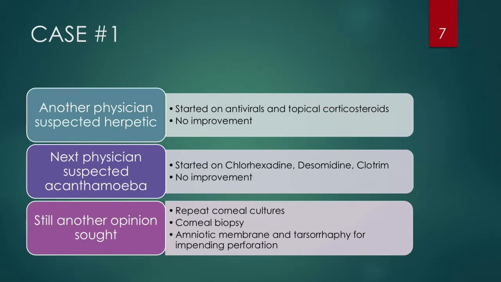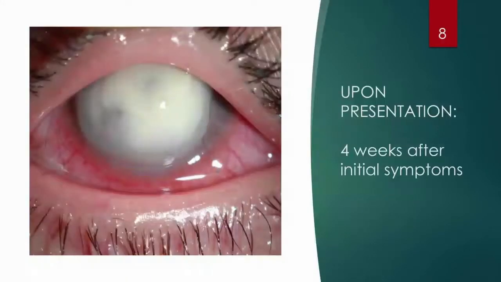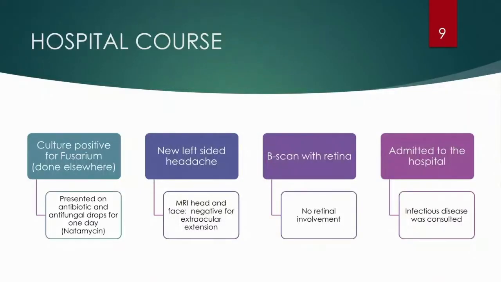This physician repeated the cultures. We didn't get any results for a few days, so they went on to a corneal biopsy, and eventually did an amniotic membrane tarsorrhaphy for impending perforation. This is what she looked like when she came to me for the fifth opinion, 4 weeks after her initial symptoms. Keep in mind, this is a 13-year-old girl with an almost limbus-to-limbus infection. It's hard to judge depth here, but there were some areas that were definitely thinned.